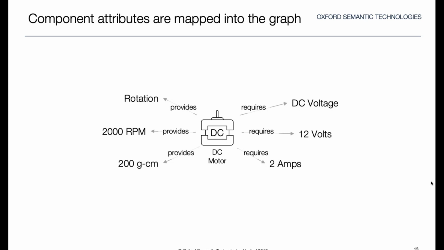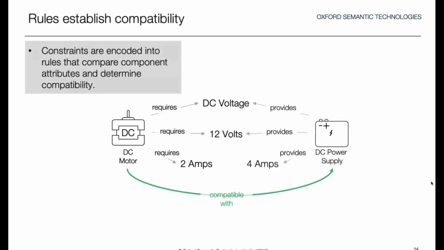So this here shows a particular DC, direct current motor. Just relating this back to the previous hierarchy chart, it's going to be of type DC motor. This is a specific instance. This provides rotation, it provides 2000 RPM, and it provides a particular torque, but it also has some requirements. It requires a DC voltage, it's a DC motor. It requires 12 volt as a fixed amount, and it requires a power supply that's going to supply at least 2 amps. Okay, so that's for the attributes of a particular component.